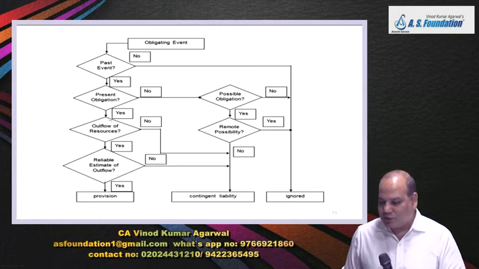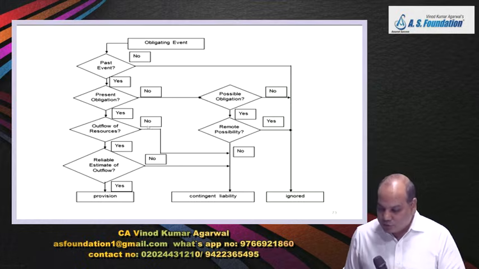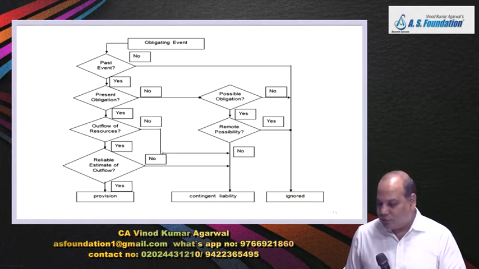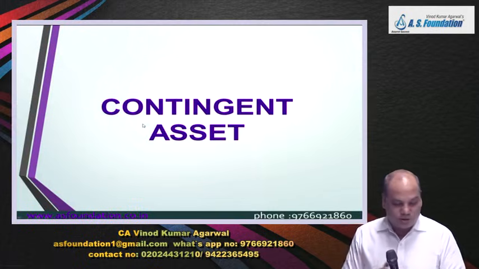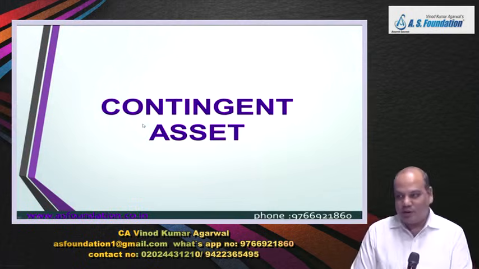Come back to this point where we had moved this side. Now, if there is a present obligation, the next question is whether outflow of resources is probable. If yes, then where do we go? Reliable estimate of outflow. If that is also yes, then provision. If outflow of resources is no, then we go to contingent liability. If a reliable estimate cannot be made, then also we go to contingent liability. Is it right? Hope you have understood. This was the diagram they gave earlier also in the intermediate syllabus.